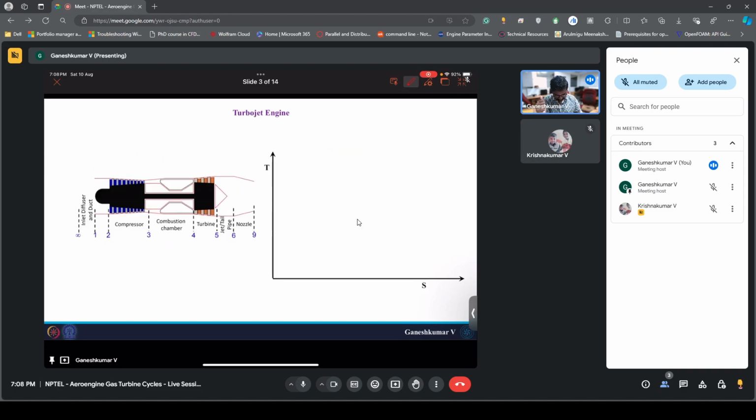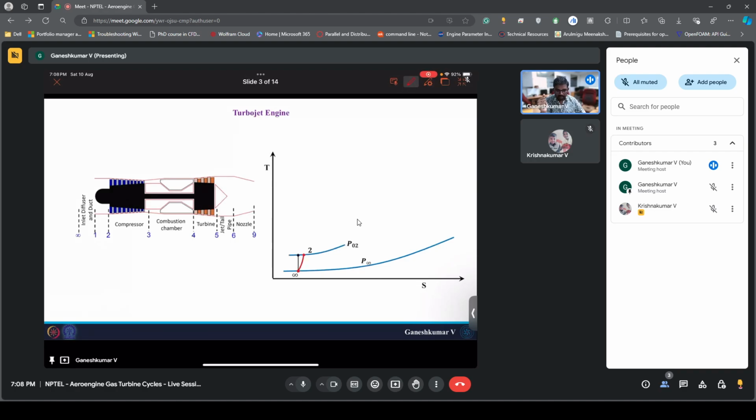Now, if I want to plot it in the TS diagram, we are interested in the thermodynamic properties of this engine, or we are interested in the different station pressures and temperatures at different stations. Okay, so we are plotting a TS diagram for this, and this blue line we have here is the P infinity line. It's a constant pressure line, so you will see multiple constant pressure lines in a TS diagram. And this infinity line is the ambient condition. It represents ambient pressure basically.